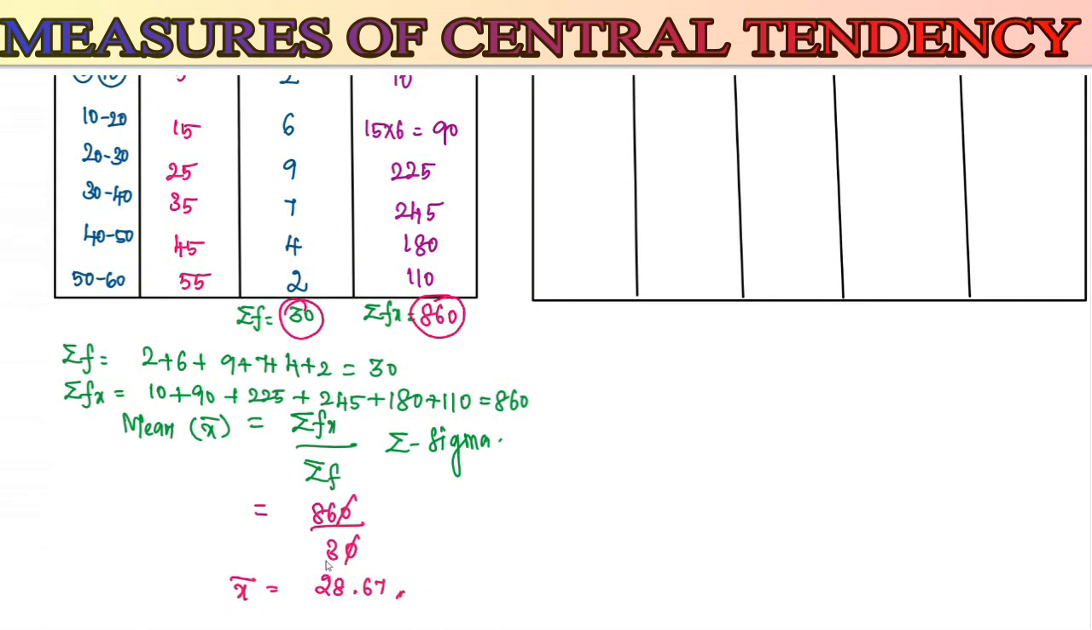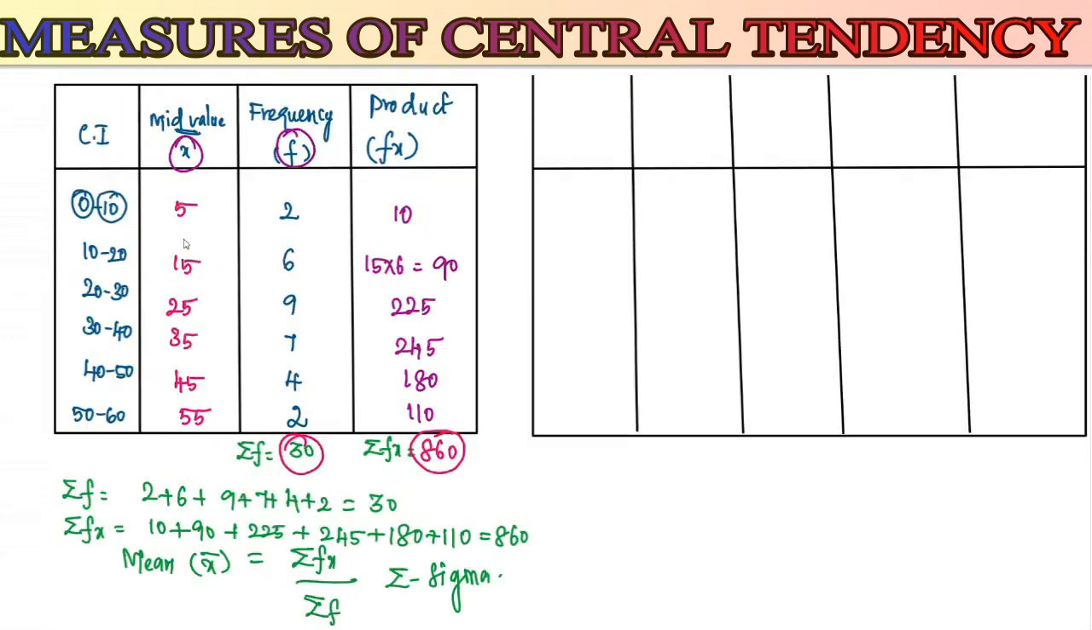Next we are going to use the second method, the shortcut method. In the shortcut method you have to draw 5 columns. The first one is class interval, and the second one is class mark, or you can consider it as the mid value also, MV. It stands for mid value. It is nothing but the x value. The formula for mean is equal to A plus sigma fd divided by sigma f. So this is the formula.